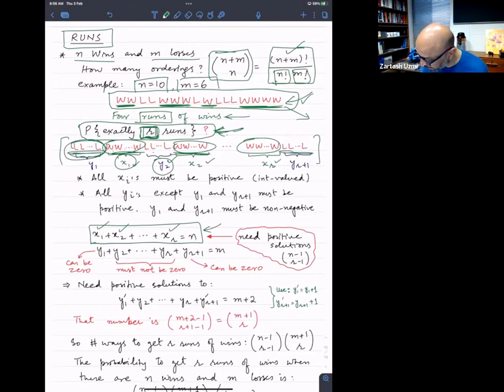So that means I can write an expression y1 plus y2 all the way up to yr plus 1 equal to m. ये टोटल आपके पास जो है ना m losses हैं. So y's are the number of losses. So edge वाले जो y हैं, they can be zero, but ये middle वाले जो y's हैं, they must be greater than or equal to 1. So if you can ensure both of these things, that means you have ensured कि आपके पास R runs, exactly R runs of wins आ गए हैं.